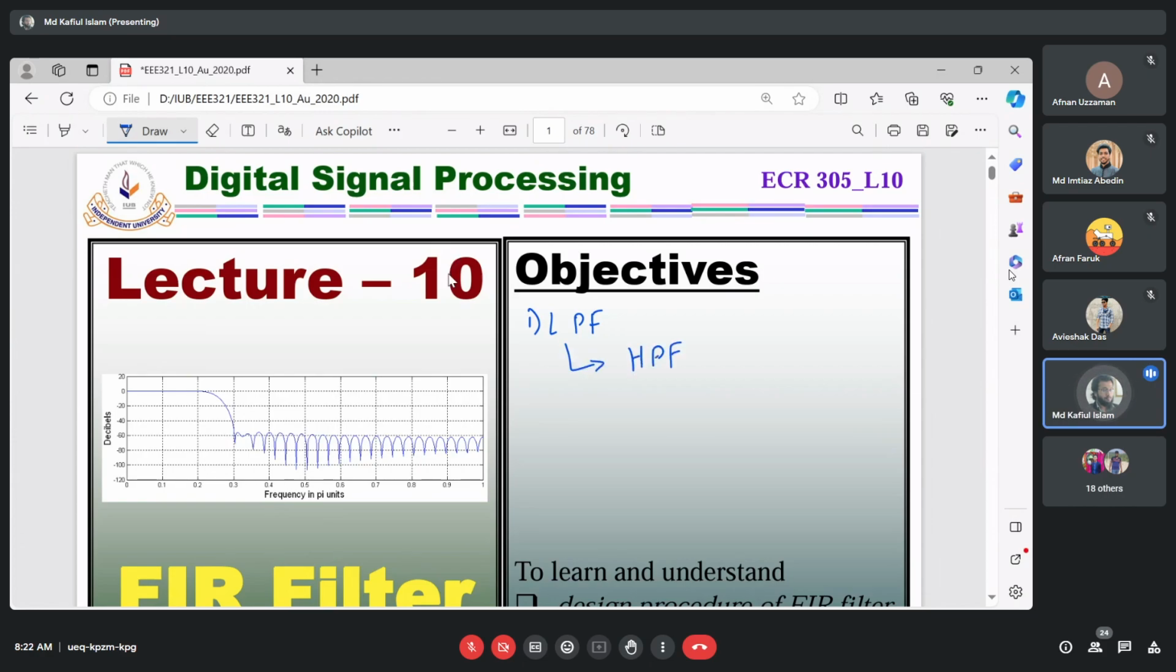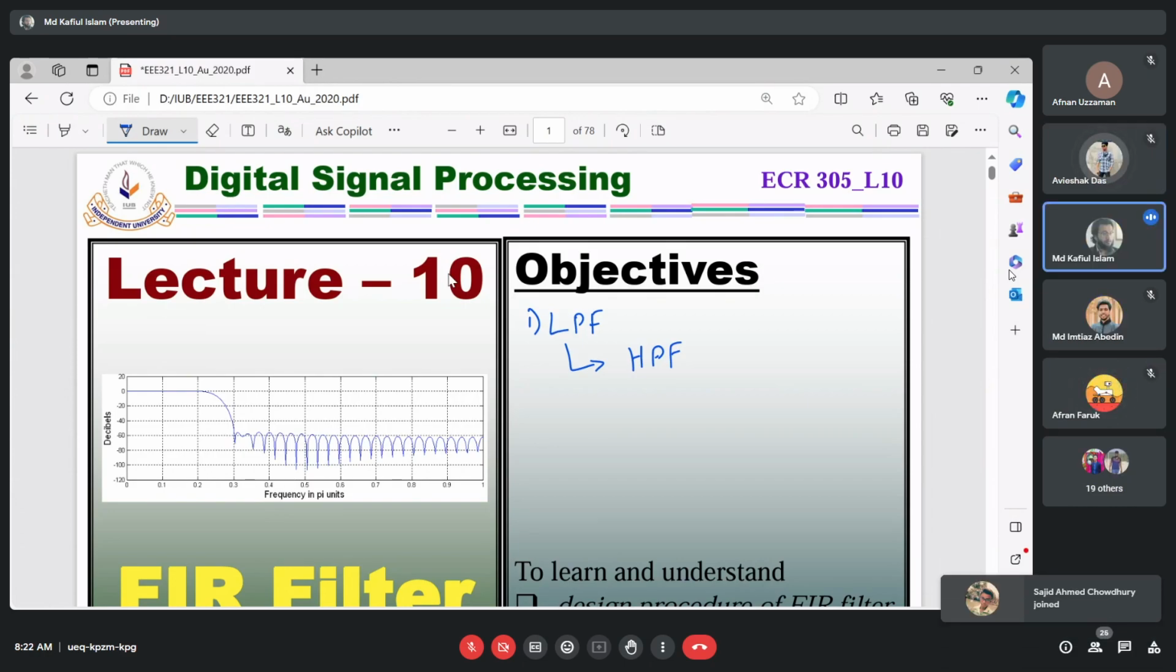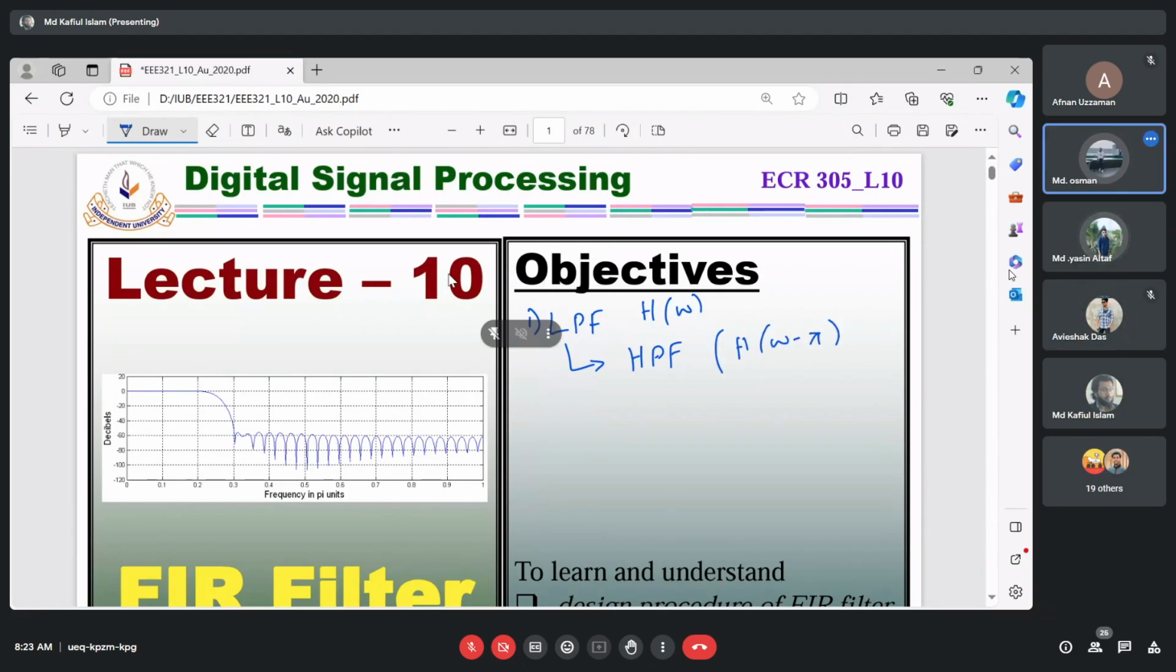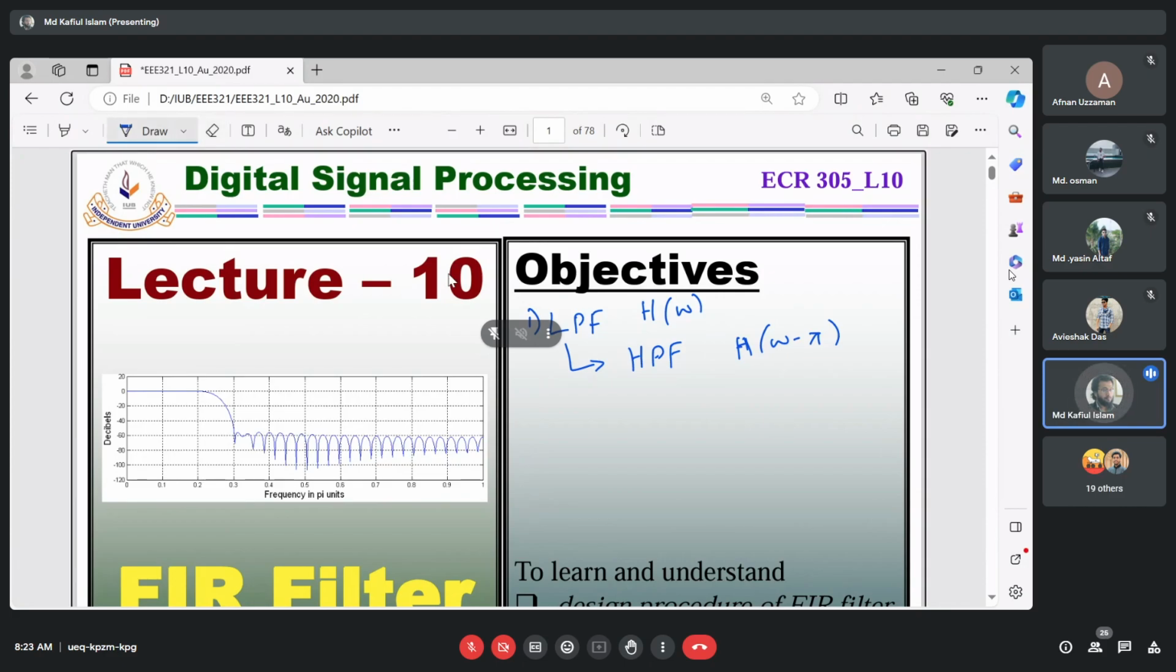Do you remember how to convert a low pass filter into a high pass filter? For example, if the low pass filter is H(ω), then the high pass filter will be H(ω-π). So you can always convert a low pass filter into a high pass filter. Similarly, if you combine low pass and high pass, you'll be able to find the band pass or band reject filter, or band stop filter. Okay.